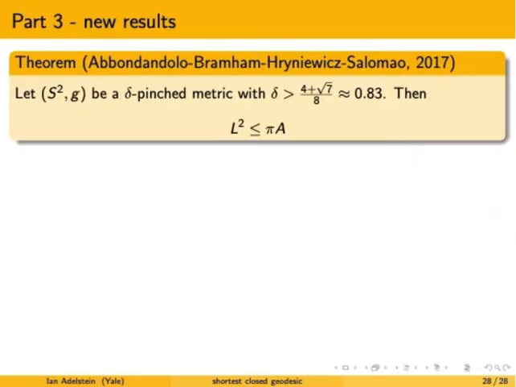Okay, we combine our new isoperimetric inequality with the following theorem. This is a relatively new theorem, and it says for pinched metrics on the two-sphere with pinching constant greater than 0.83, so this is exactly where our 0.83 restriction comes from, then the length of the shortest closed geodesic squared is bounded above by pi times the area. So this is a really nice result. This is a bound on the length of the shortest closed geodesic.